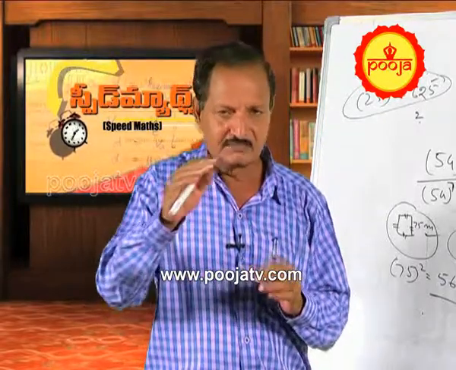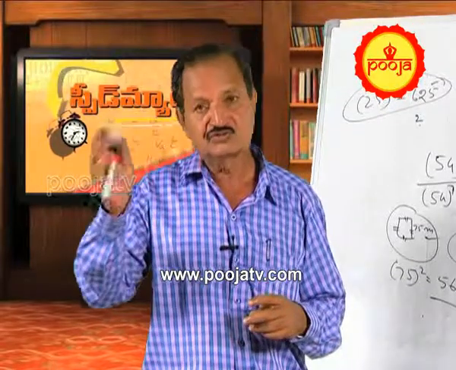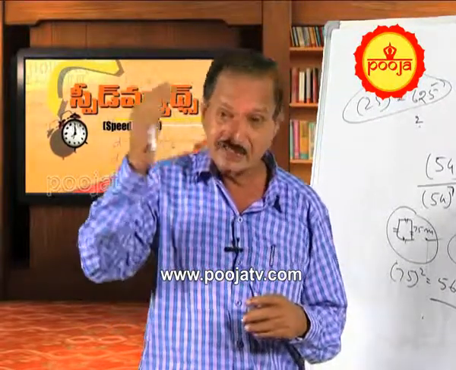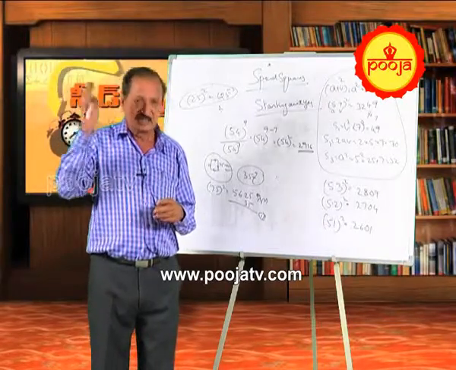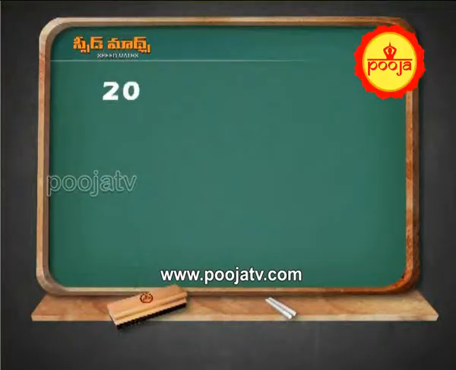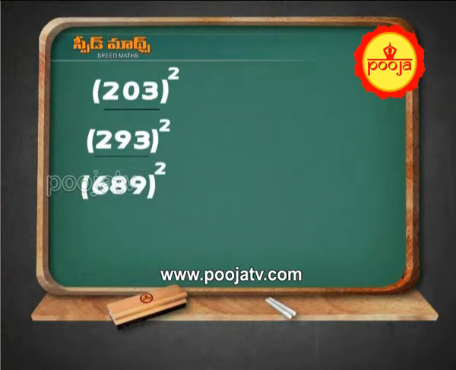Okay. How to square 203, or how to do 293 whole square. You can easily do 203 whole square, and 293 whole square also can be done easily. Anything with 3 digits, anything like 689, we can do it. I will tell you how to do all these things in the next episode.